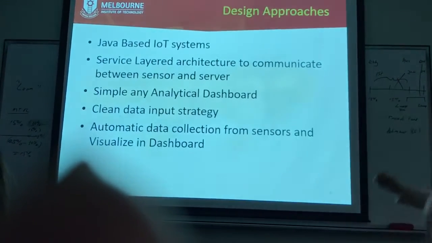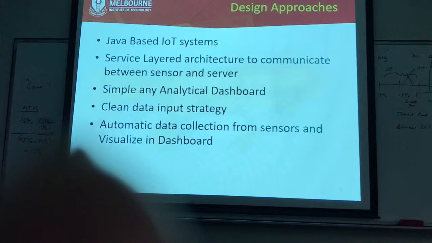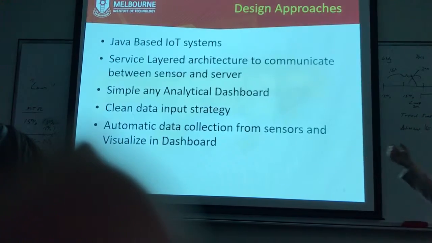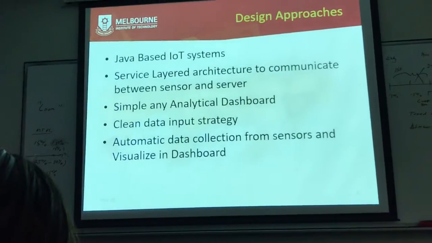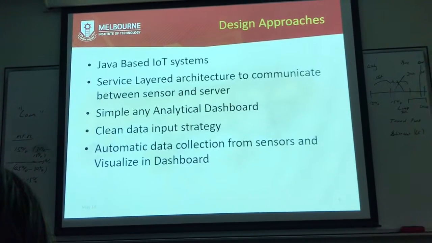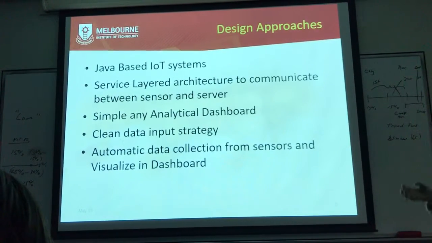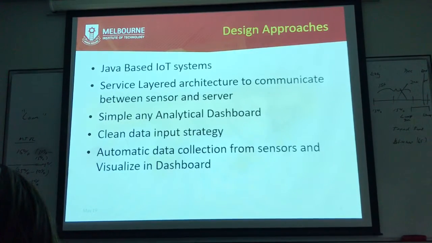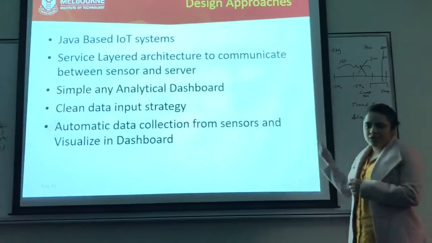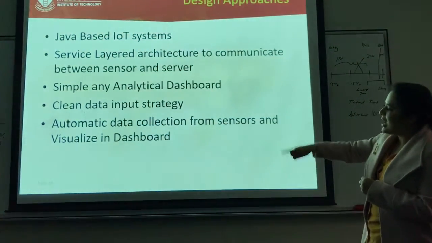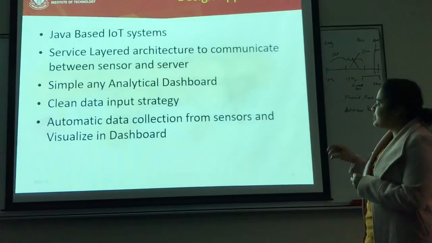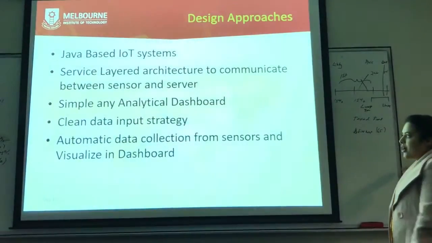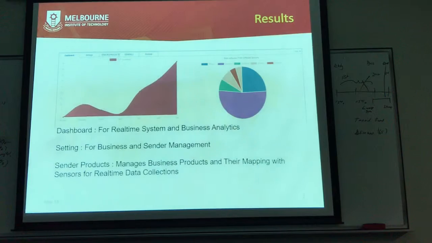Quickly, the design approach: we've used Java as our language for the whole system, with a service layer architecture to communicate between the sensor and the server, as you could see in the demonstration. It's very simple and user-friendly, with a clean data input strategy, which means that every piece of data we get goes into the required attribute and can't be mixed up or jumbled. And there is automatic data collection from the sensor. Because we are using manual entry now, when it's real time, the data will be collected automatically from the sensor and put into the system, and you can visualize it in the dashboard in the form of graphs. The next part will be done by Saqib. Thank you, Manju.